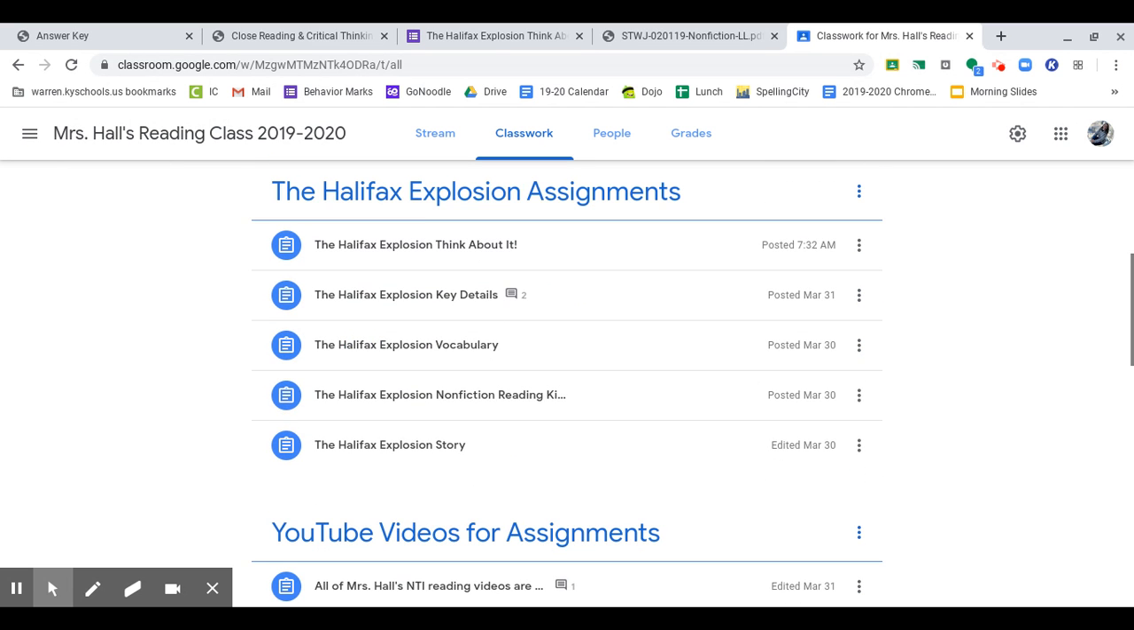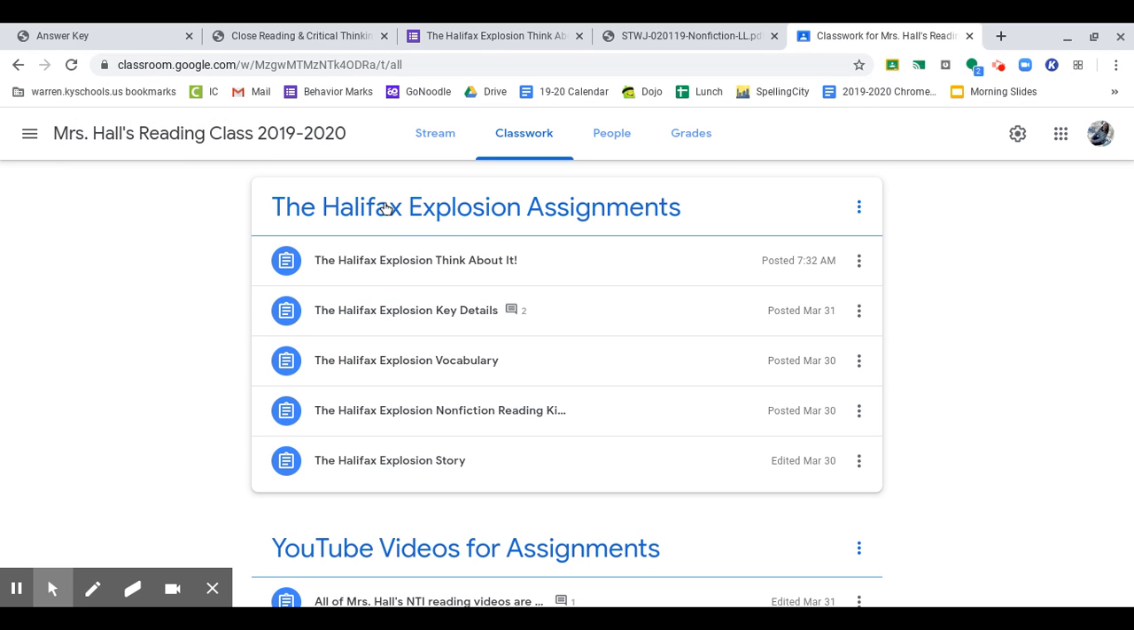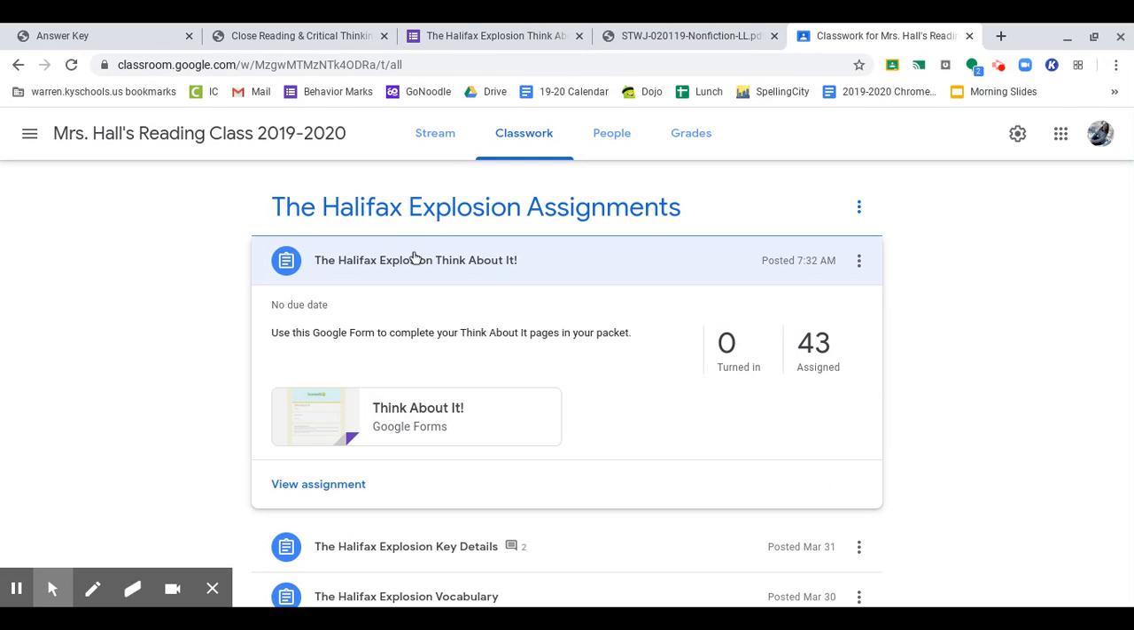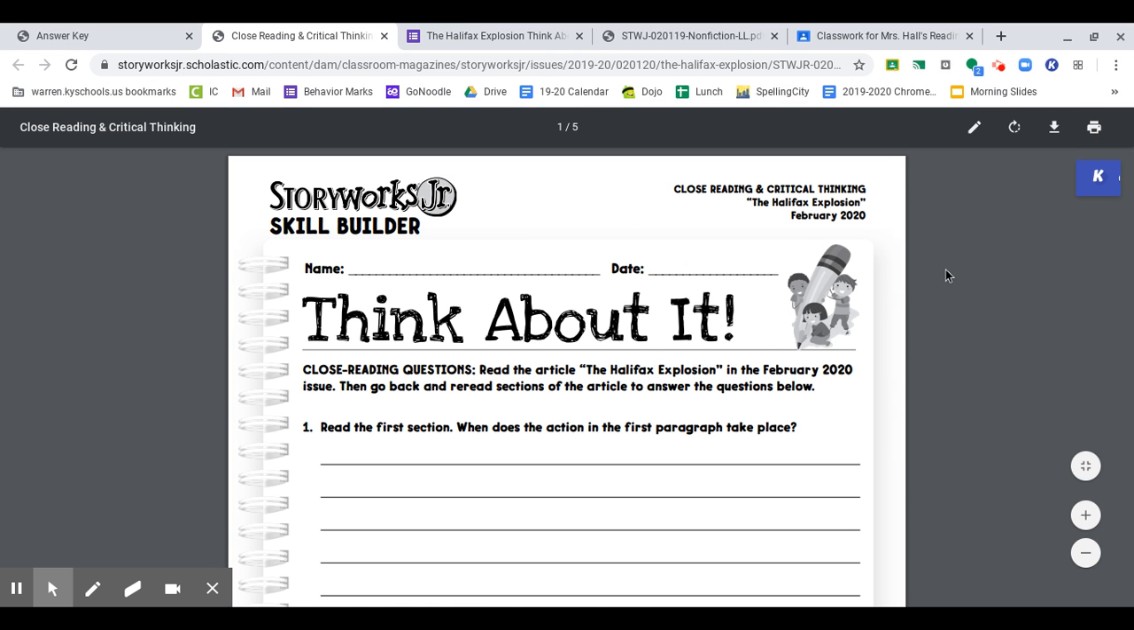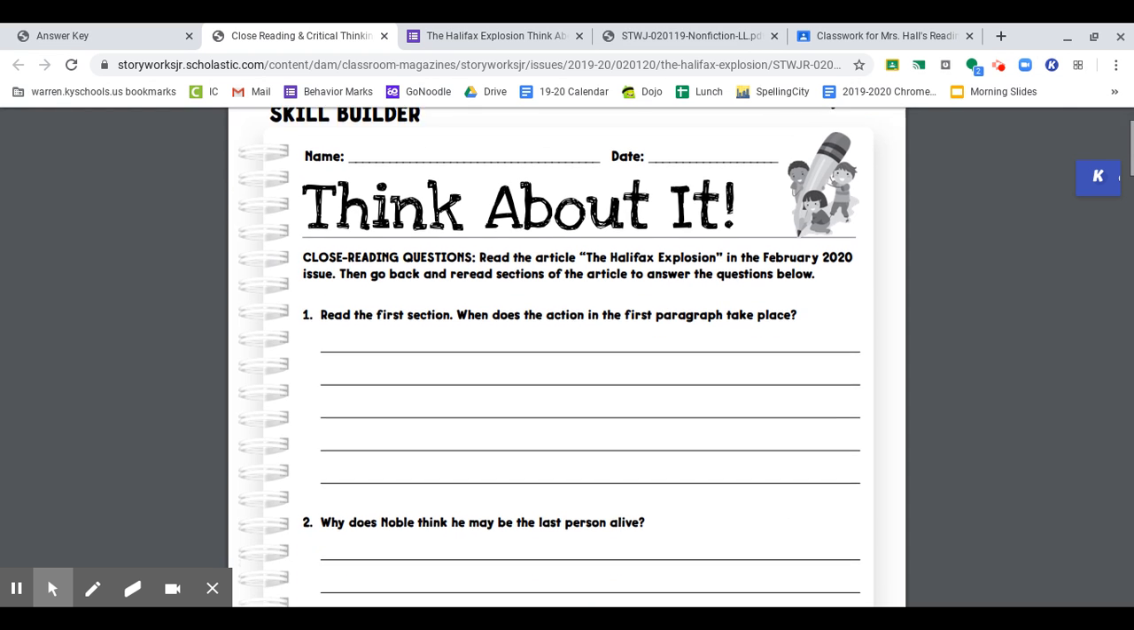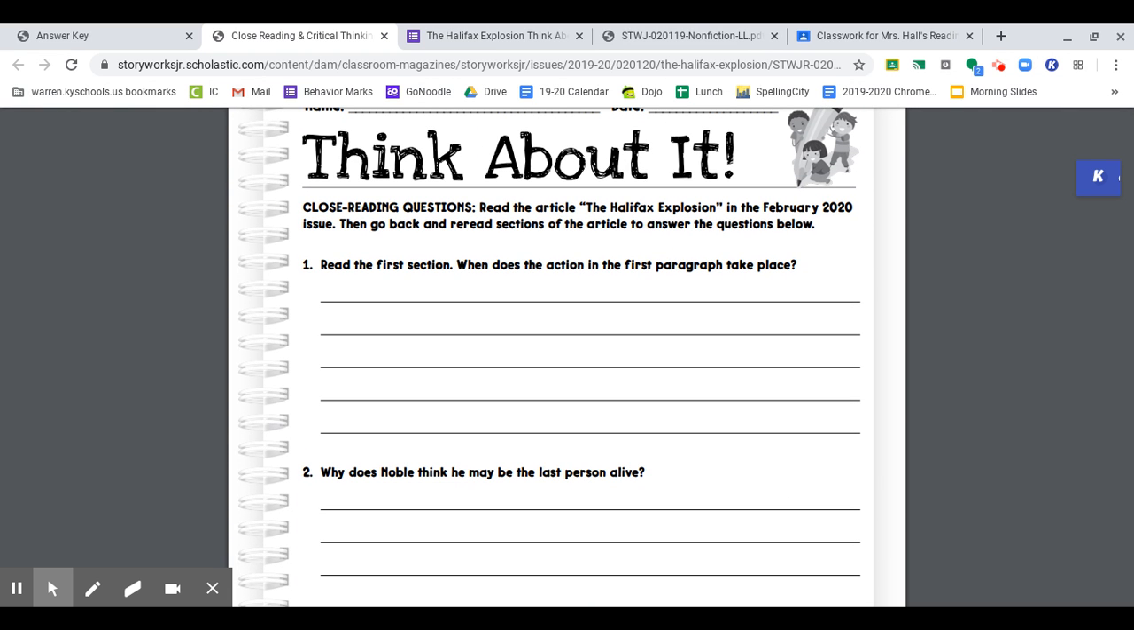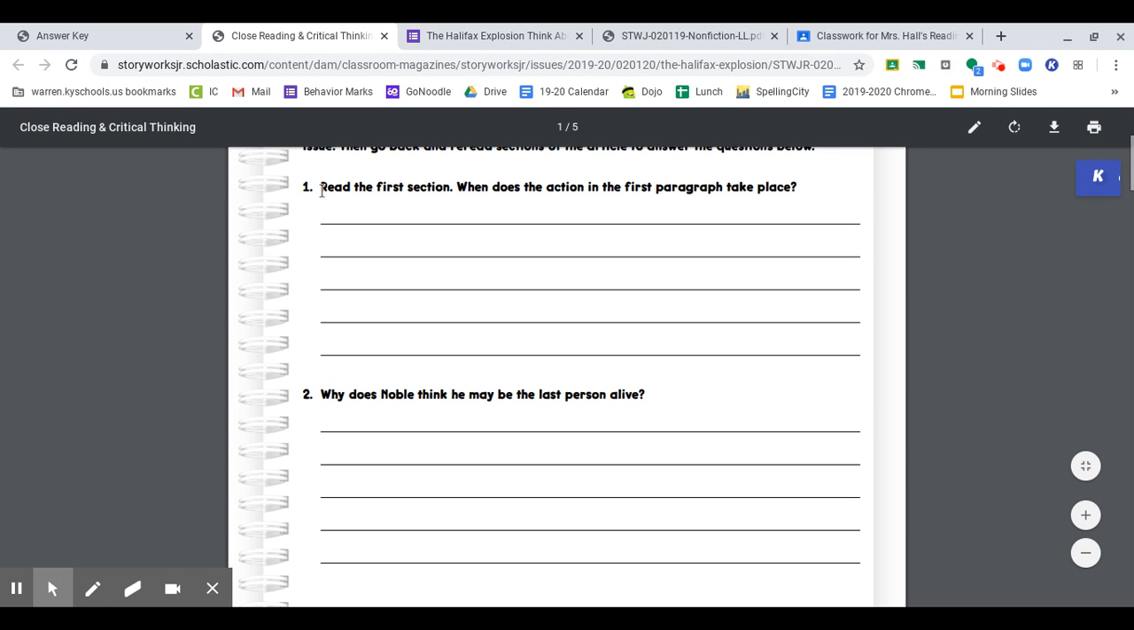So underneath our Halifax Explosion assignments, we're doing the Think About It pages today. It is a Google form. You can type those in instead of writing them in your packet page if you would like to do that. The pages look like this in your packet. And we're going to go back into the text and look for the answers in the different sections. Some of them will tell you what section to go to, and some you'll have to go back and find it in the text.